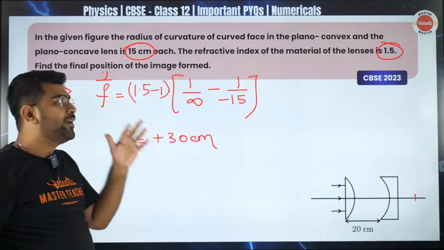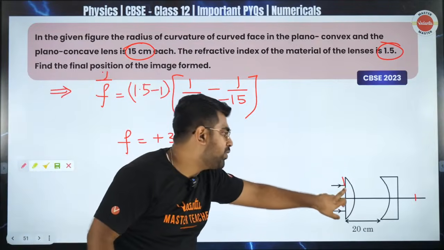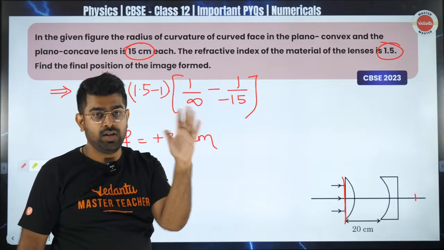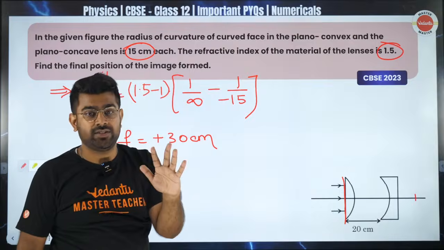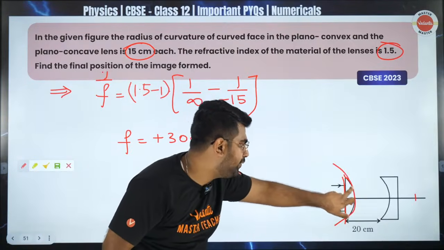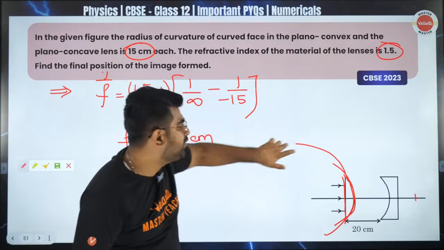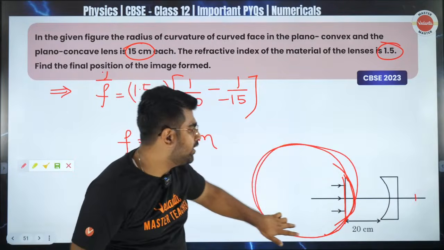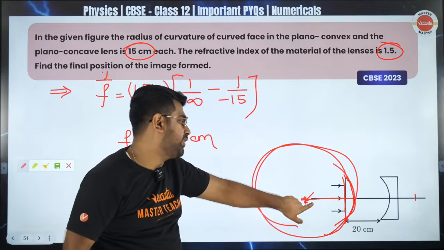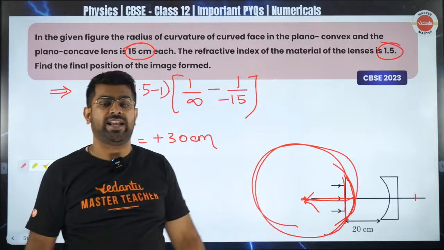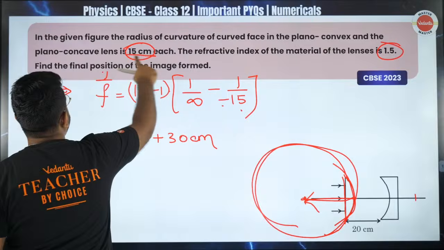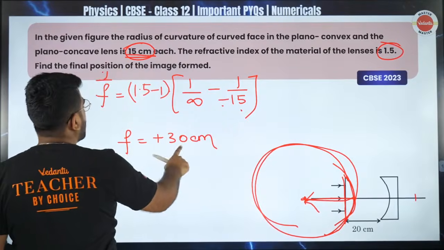Okay. So now 1 by r1. r1 is infinity because it is a plane surface. For a plane surface, the radius of curvature is infinity. Minus 1 by r2. r2 is the second surface, which is part of this sphere, cut from this sphere. The sphere's center is here. So I am measuring against the direction of light, so it is negative. That's why minus 15. They gave 15 centimeter, so minus 15. So the focal length is 30.